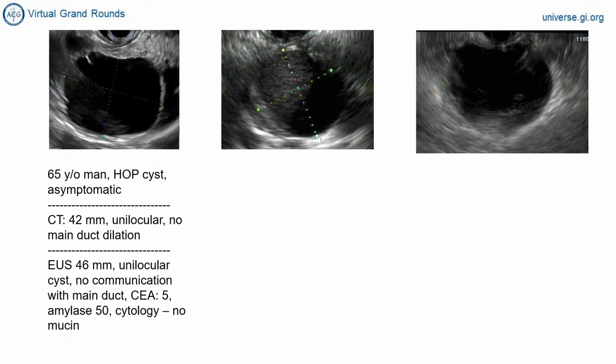We'll now discuss three challenging cases. Of course, these are handpicked. Here is one patient, a 65-year-old man with a cyst in the head of the pancreas. The cyst measures 4.5 centimeters. It has a low CEA of 5. Amylase is also low at 50. And cytology did not show mucin. So that's one example. Just going by what we call standard of care diagnostics, you would label this as a non-mucinous cyst. You would say, could it be a pseudocyst, but the amylase is low? Could it be a serous cystadenoma, but it's unilocular? It doesn't have the specific morphology of a serous cystadenoma. So we'll come back to these cases later on.